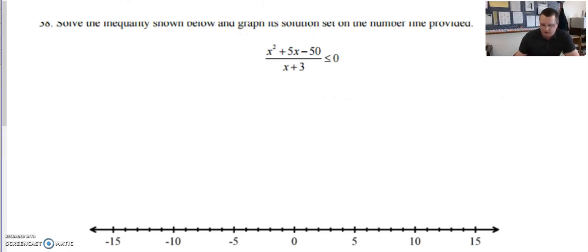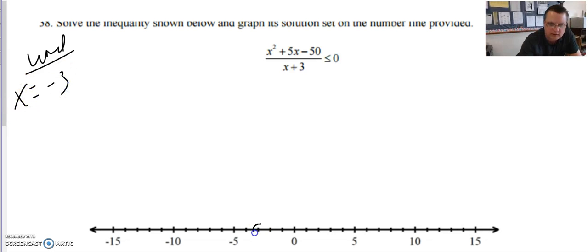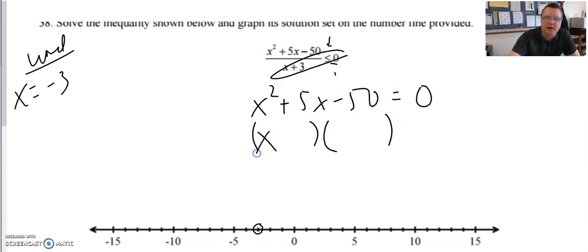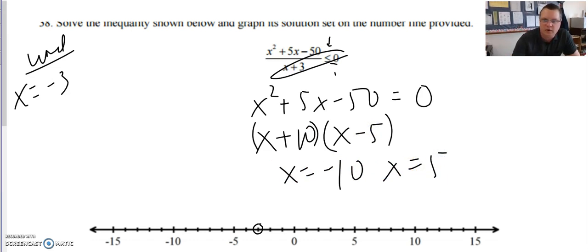So same thing, the inequality here, undefined at x equals -3. So here's your -3. It's a less than or equal to. So all you have to do when you cross multiply, this is going to be gone. So we have x squared plus 5x minus 50 equals 0. Factors of 50 that give me 5. You got x and x plus 10 minus 5. So x equals -10, x equals 5. So -10, color it in, 5, color it in.